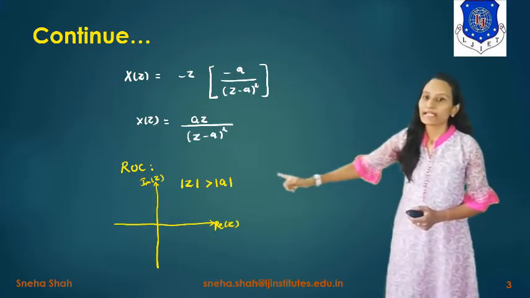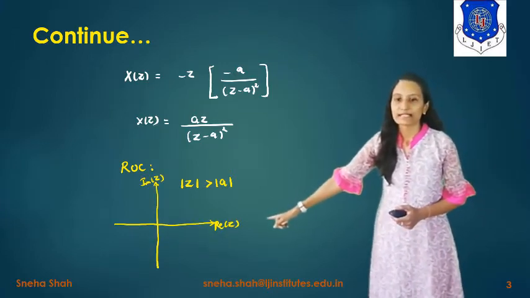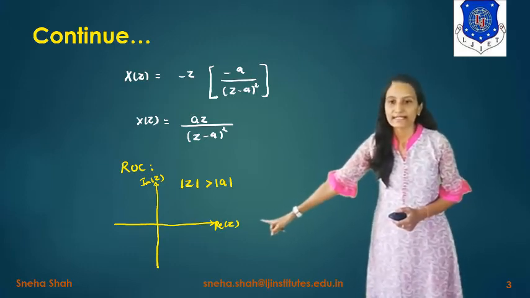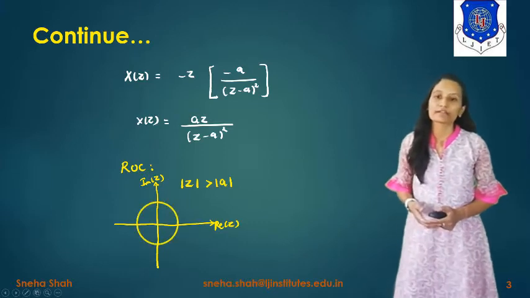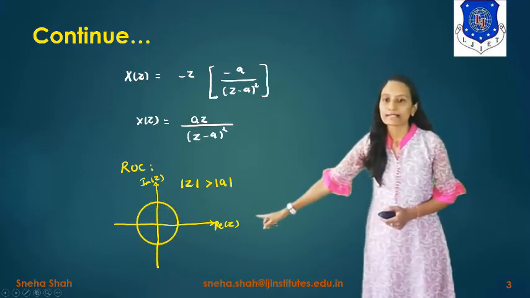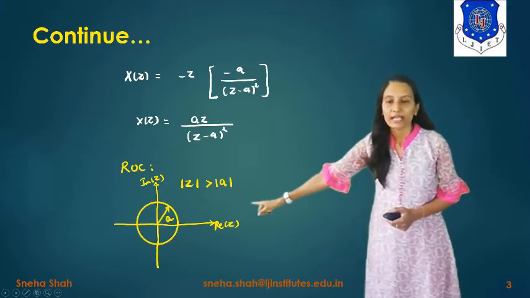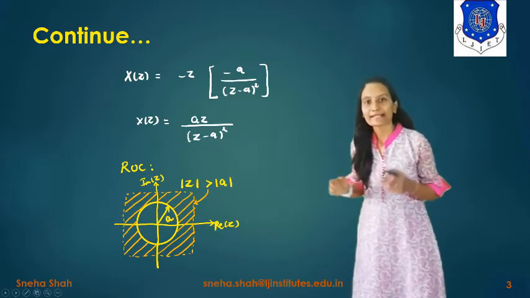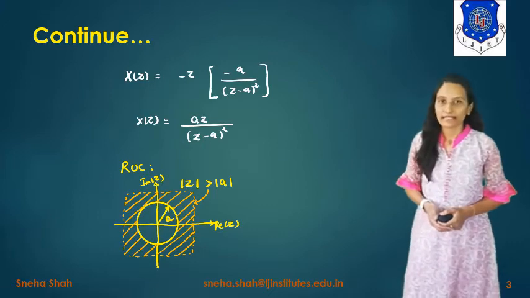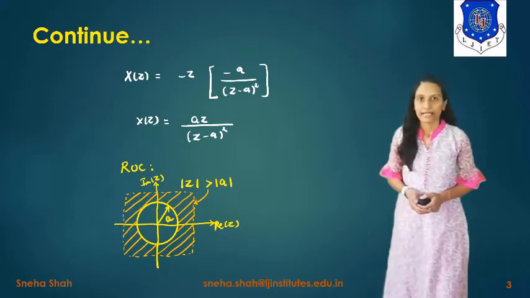If we draw the ROC in the z plane, on the horizontal axis it will be the real part of z, and on the vertical axis it will be the imaginary part of z. Now if we take one circle with a radius of a, the ROC will be mod z greater than mod a. So it will be the exterior part of the circle with radius a.